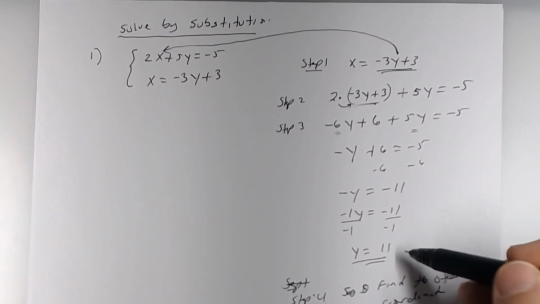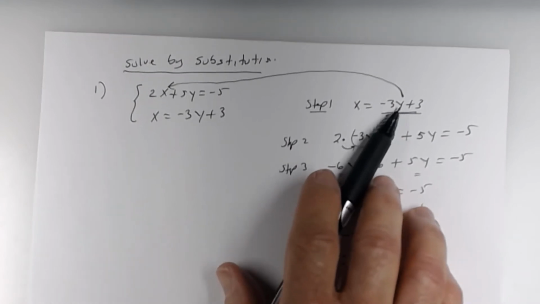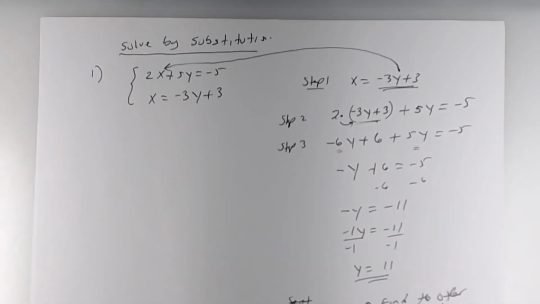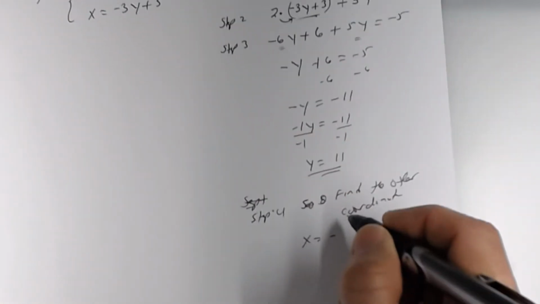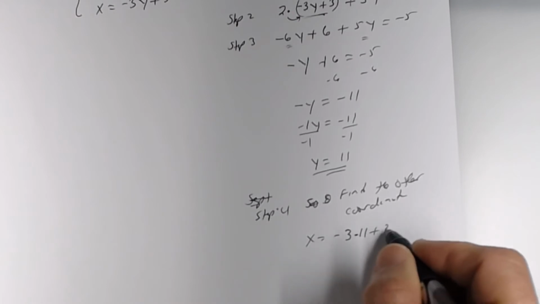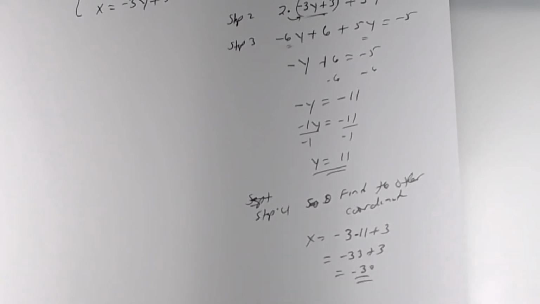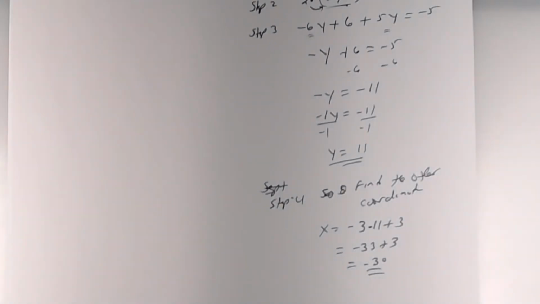So all you're going to do is take y equals 11, go back to step 1, and in place of y, what do you substitute? 11. So x equals negative 3 times 11 plus 3. So that's negative 33 plus 3, which is negative 30. So that's your x coordinate.